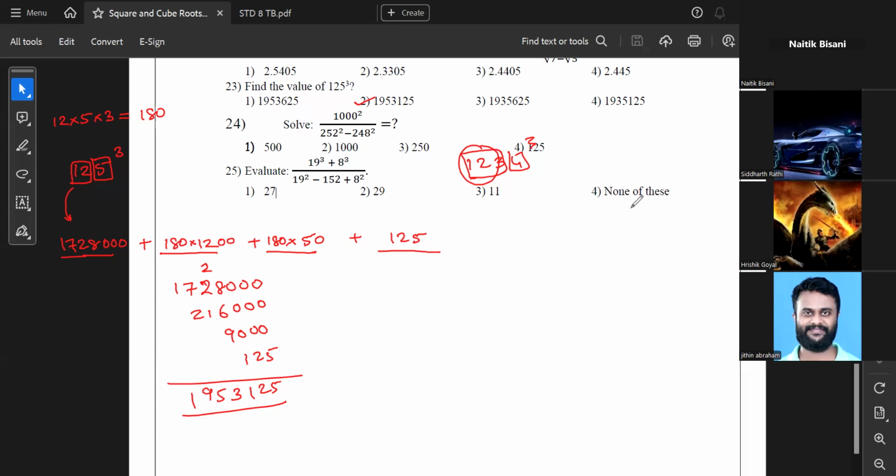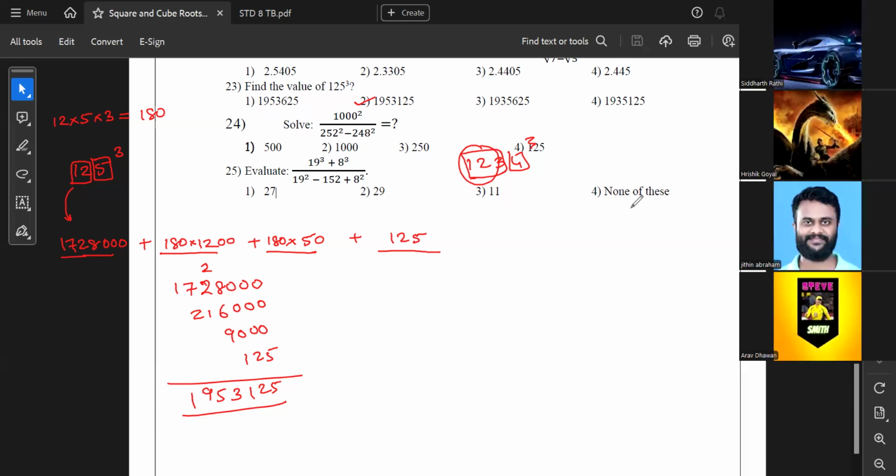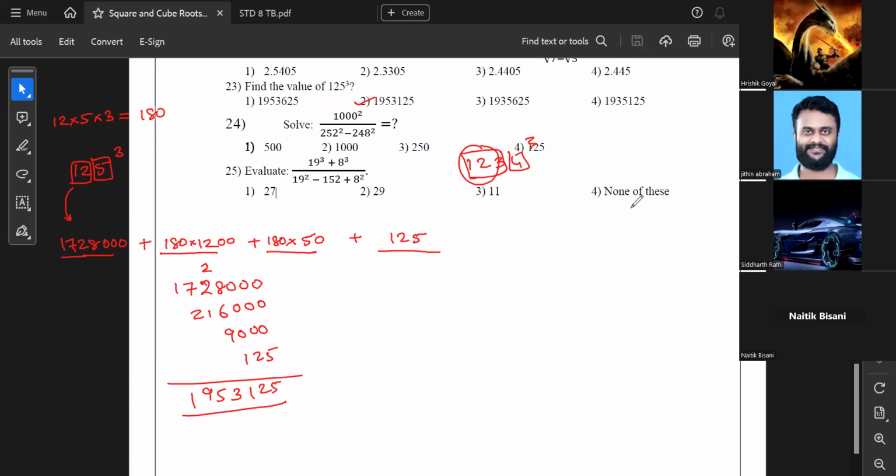Yes, sir. Great. Siddharth, tell me what's your doubt. Sir, this technique will work for any n number of digits, if you want to find the cube, like 5 digits, 6 digits? Yes, any digit it will work, but the bigger the number, the more difficult it will be. But it will work 100%.